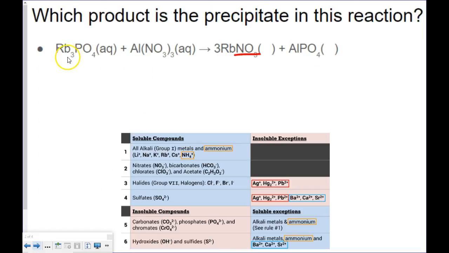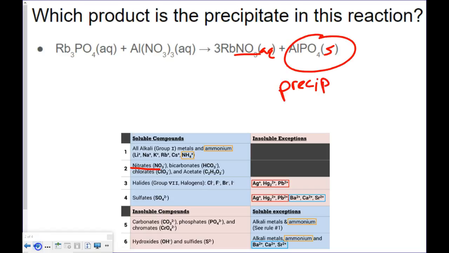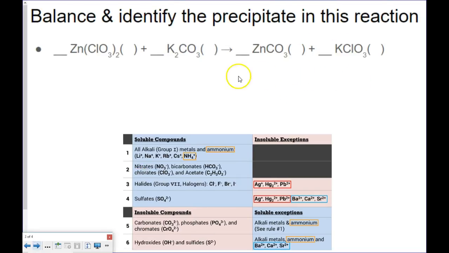So I have this reaction here, rubidium phosphate plus aluminum nitrate makes rubidium nitrate and aluminum phosphate. We need to figure out which one is going to be the precipitate. Well, we know for a fact that all nitrates are going to be soluble, therefore this one is going to be aqueous. We know for a fact that this one will be able to dissolve in water. The second one, aluminum phosphate, going down the list there, phosphates are going to be insoluble. The only exception is the alkali metals and ammonium. This one isn't either one of those. This means that this is going to be the precipitate in my reaction. That'd be this part that comes out of it.